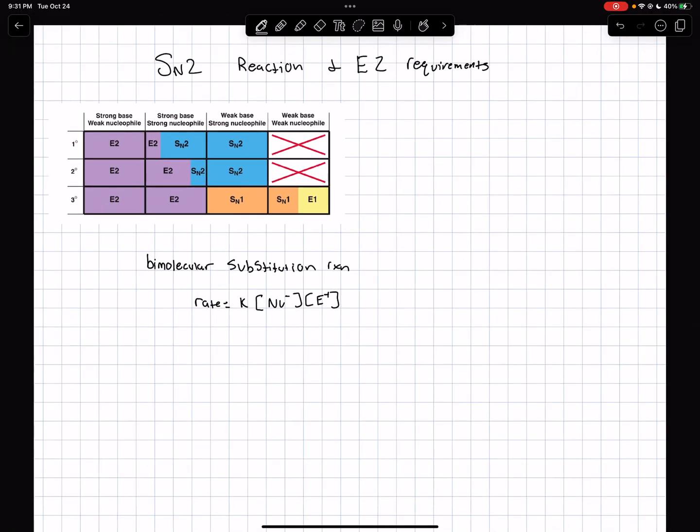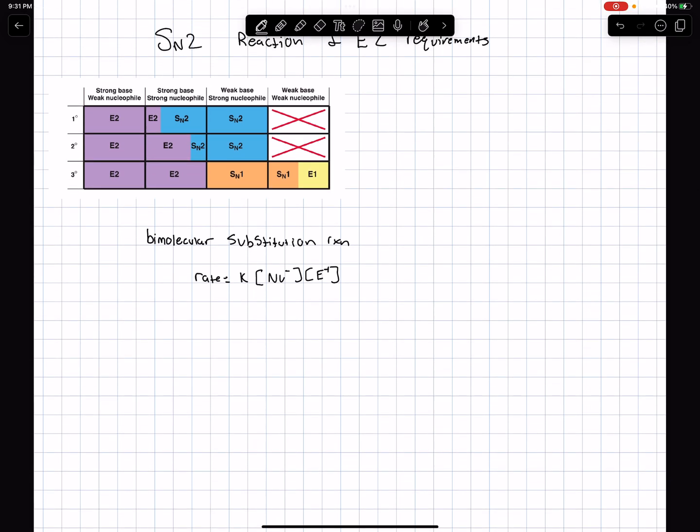But let's specifically look into the SN2 reaction. We know that SN2 reactions are a concerted process. That means that as the nucleophile attacks and starts forming a bond with the electrophilic carbon atom, the leaving group leaves at the exact same time. So what we can think of is when we have a strong nucleophile like hydroxide, and this is a primary alkyl halide, right?